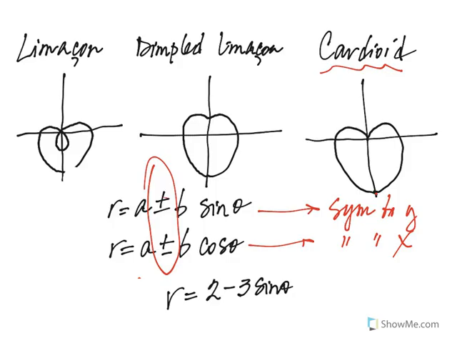Now let's take a look at 2 minus 3 sine theta. Again, it is symmetric to the y-axis, and this is negative, which means this shape is going to point downward because it's negative along the y-axis. Doesn't matter what the sign of the first number here is. It could be plus, it could be minus. It's still all about the sign in between the two constants and the trig function. Okay.